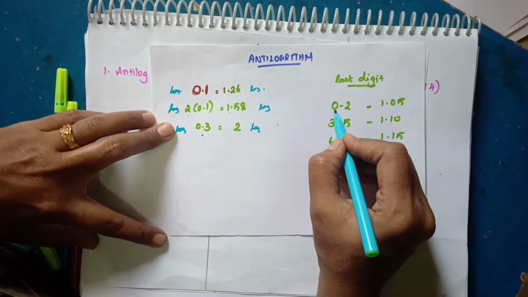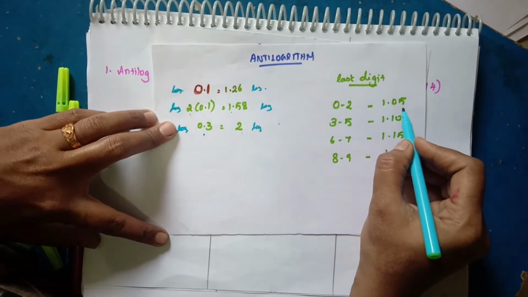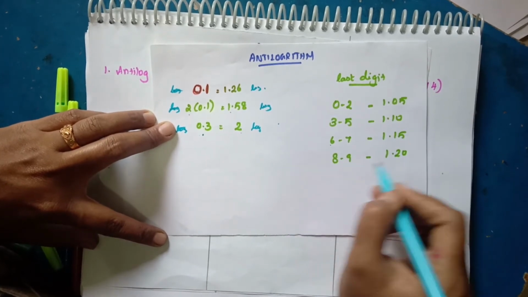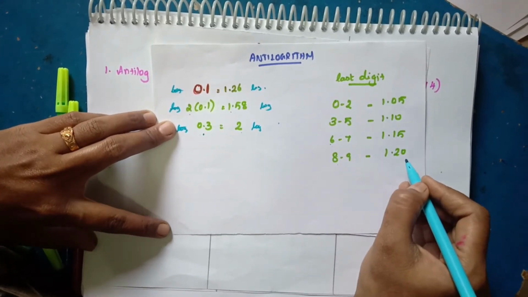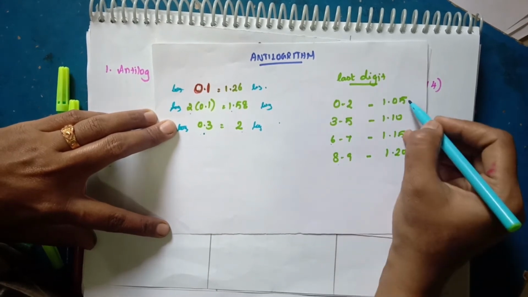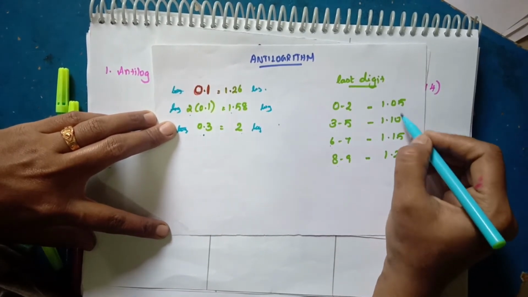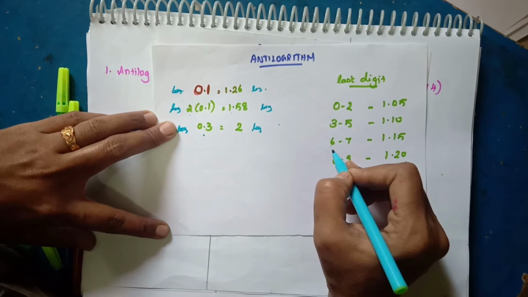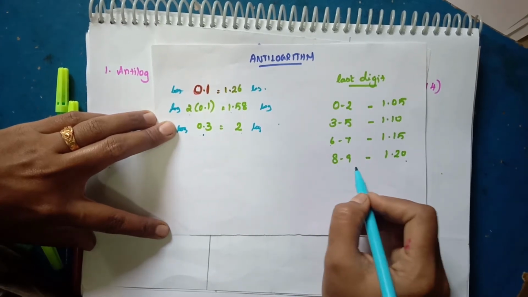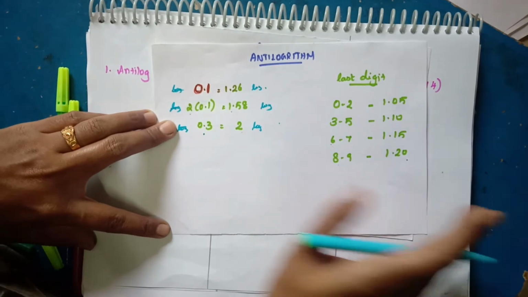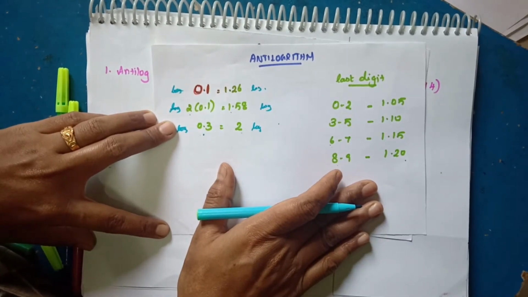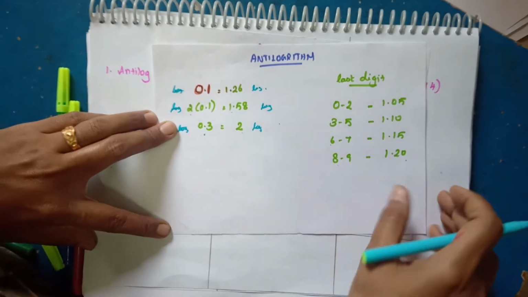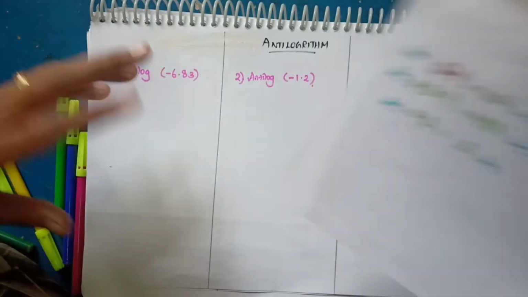So if the last digit is 0 to 2, you have to make it as 1.05, 3 to 5 means 1.1, and 6 to 7 means 1.15, 8 to 9 is 1.20. Okay, so don't get confused. See, it is adding by 0.05. So if you memorize these values, anti-logarithm will be easy and the marks exactly in your pocket. Okay, now I will give you some examples.